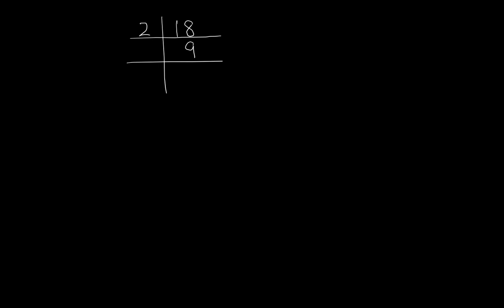So 9 does not divide 2, but 9 does divide by 3. So 3 threes are 9, and then 3 certainly does divide 3. So our prime factorization of 18 is 2 times 3 squared, just as earlier.